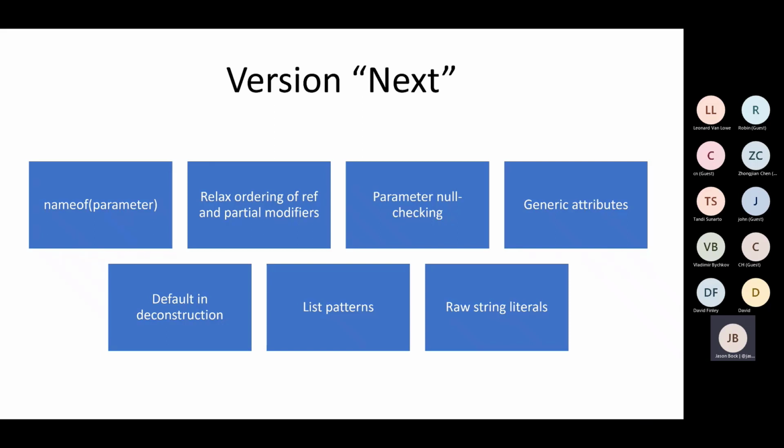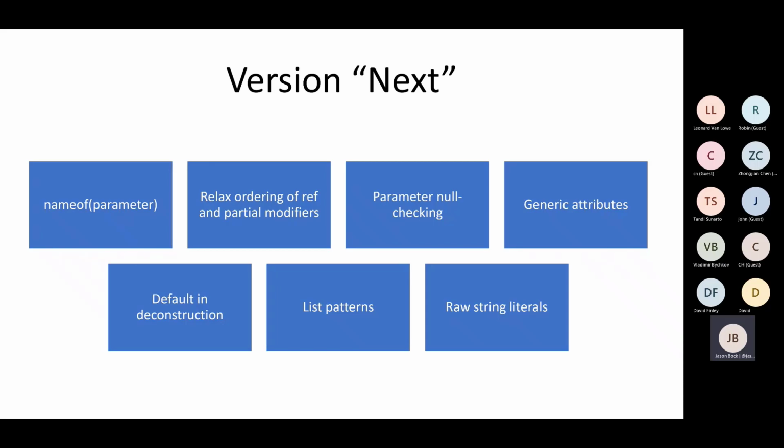For what they do next year. So, good progress. The team is iterating faster and faster. So you see here, there's name of parameter. That's something I talked about before with that caller argument expression attribute thing. Hopefully that actually makes it in the next version.